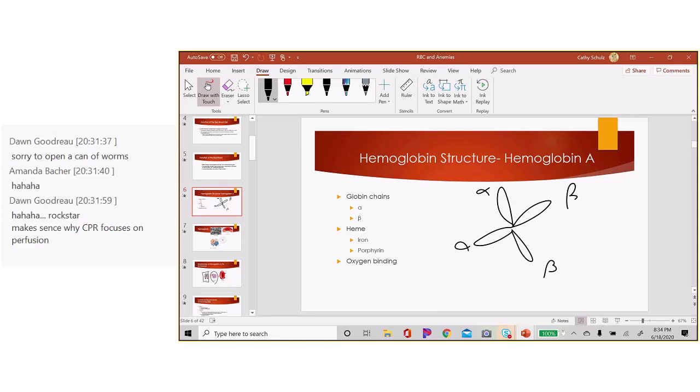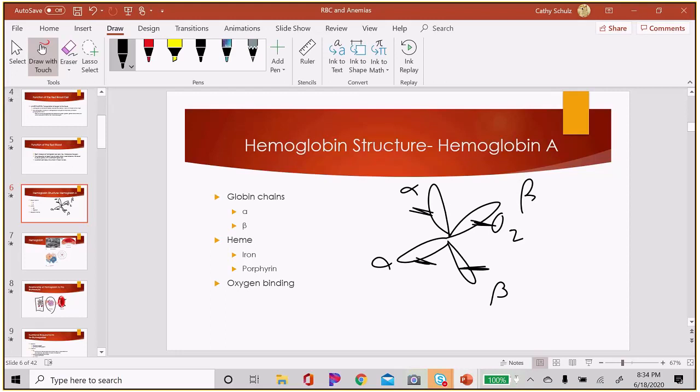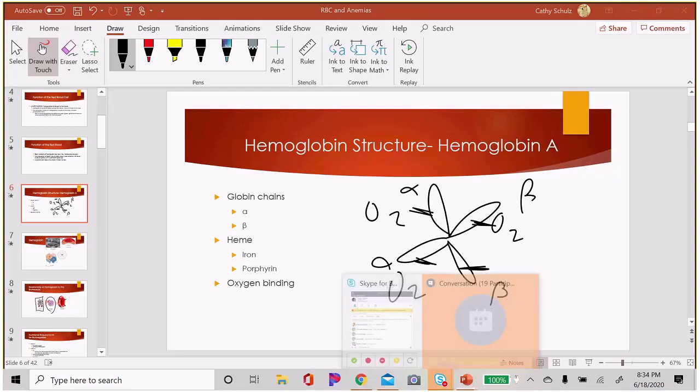And each globulin chain has a heme binding site that's made of iron and porphyrin. And this is where oxygen can bind. Other things can bind there too, like carbon dioxide, because we can carry carbon dioxide out that way, nitrogen, hydrogen. So other substances can bind there. But primarily it is for oxygen, to carry oxygen to our tissues.